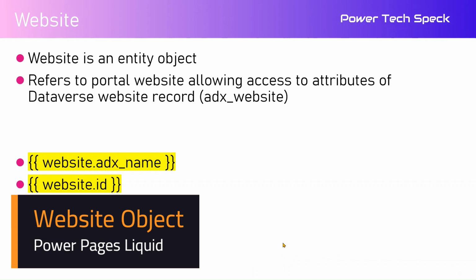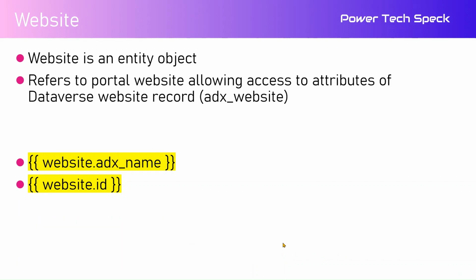In this video, I'll show you how to use the website object within Liquid. Now, website is basically an entity object. It refers to the portal website that allows access to attributes of the Dataverse website record, which has adx_website as the logical name of that table.